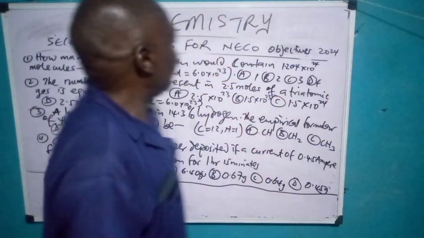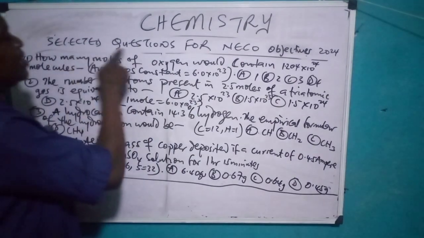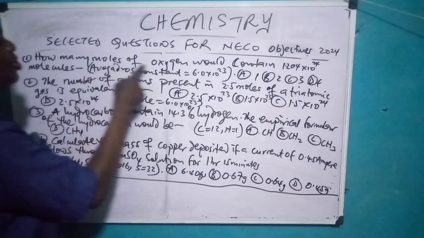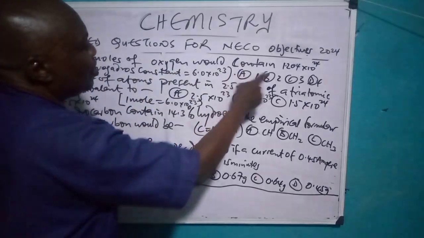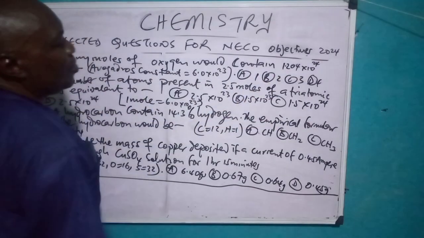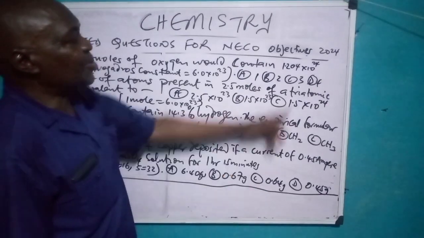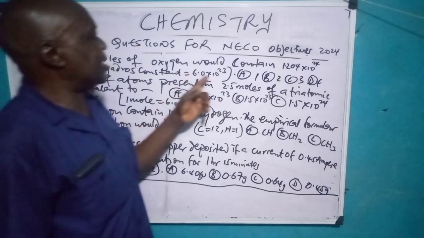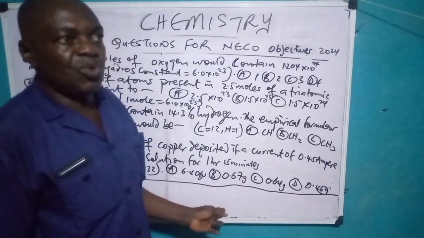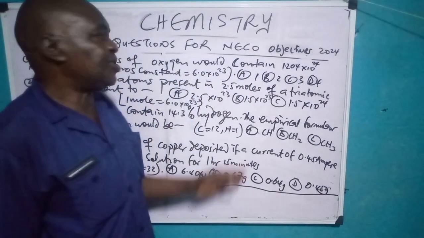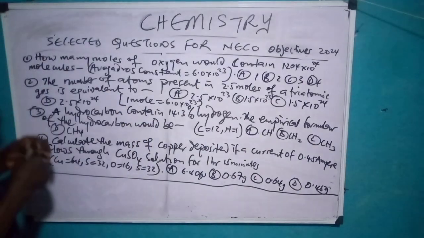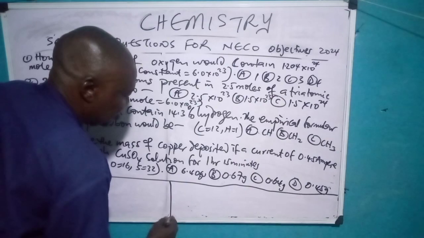Let's start. If you look at the question, selected questions for Neco objective 2024. The first question: how many moles of oxygen would contain 1.204 times 10 to the power of 24 molecules? And they gave us Avogadro constant as this. Instead of going through, we'll read each question and then solve it in order to minimize time, so that we don't waste too much time.